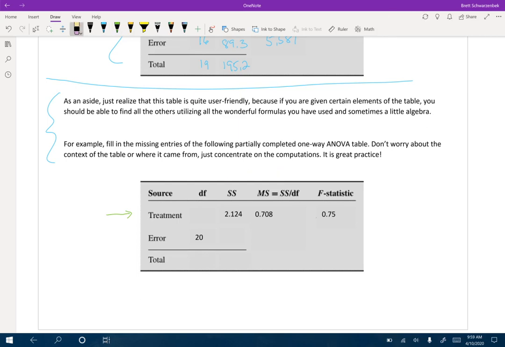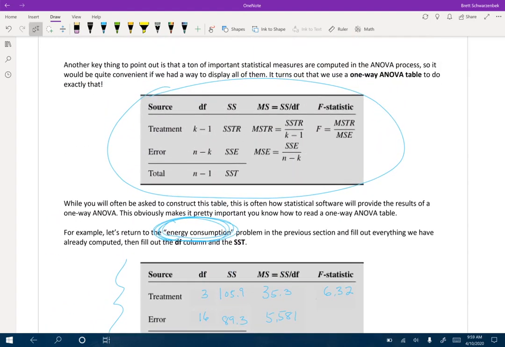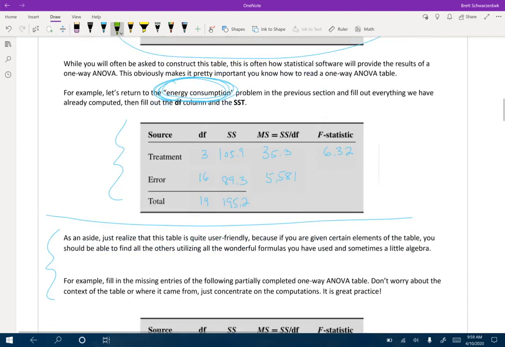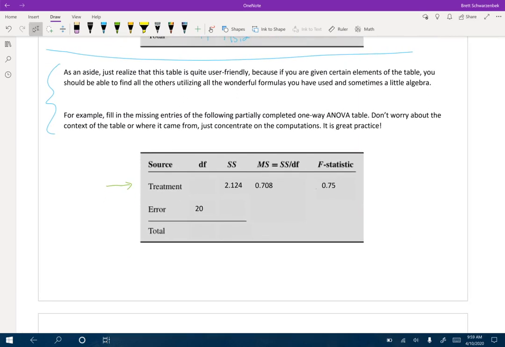So if you go back and look at the formulas that are up here, what did we say? We said that this value here is the equivalent of taking this divided by this. So what that means exactly is that we should be able to work backwards in order to figure out missing pieces. So for example, just as our setup here, we know that 0.708 was found by taking 2.124 and dividing by whatever this is. We'll just say df.